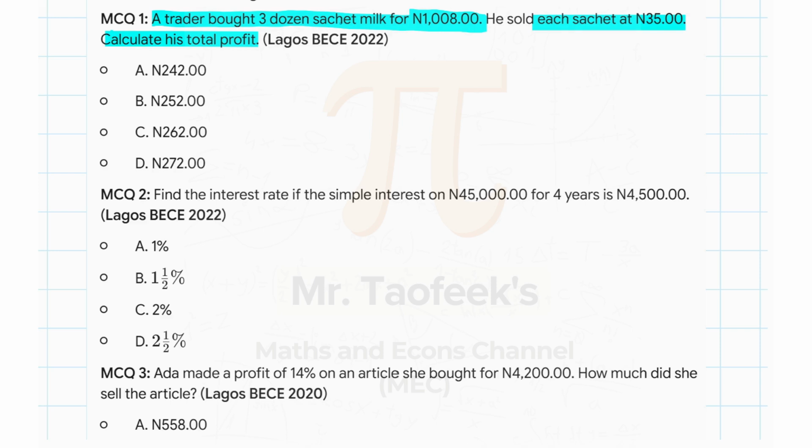First and foremost, he bought 3 dozens of sachet milk. So that's the cost. The cost is 1,008 naira for 3 dozens. Now that's the cost price. We can say cost or we can say the cost price, which I like to call CP. Now, what is the selling price? The selling price is he sold each of the sachet.